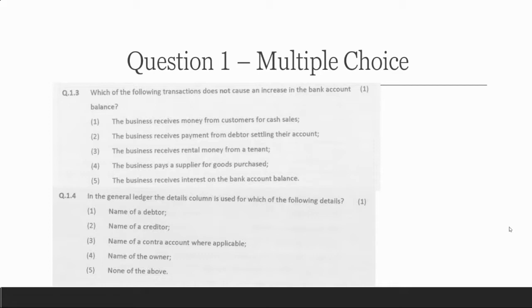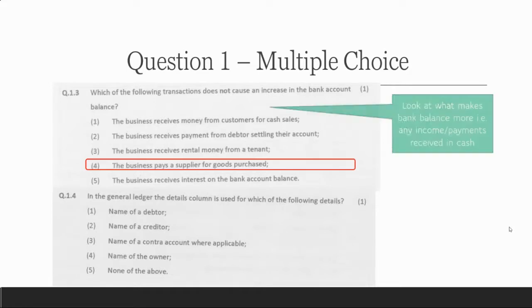The business receives a payment from a debtor settling the account. So yes, we receive cash again. Then the business receives rental money from a tenant. So our tenant is paying us. Then the business pays a supplier for goods purchased. Now that is actually the answer. When we pay, we are decreasing our bank. And then the last one is we received interest on the bank account. That is the money that was in the bank generating interest, which the bank then pays into our account, which would also increase our bank account.